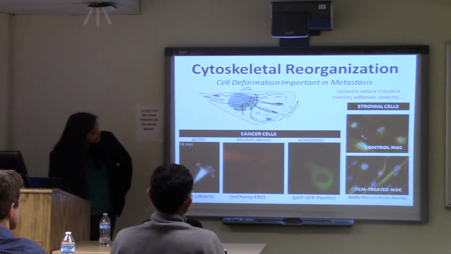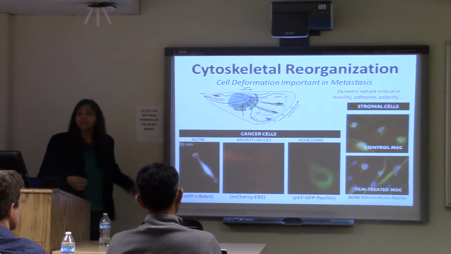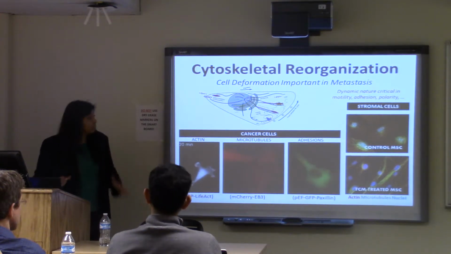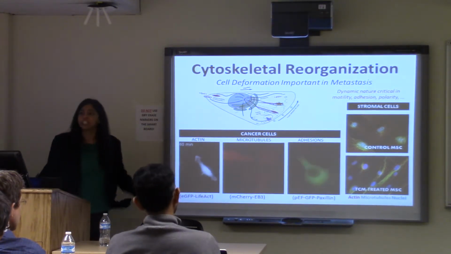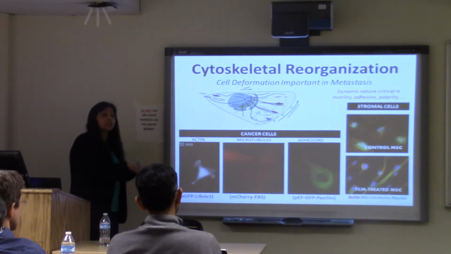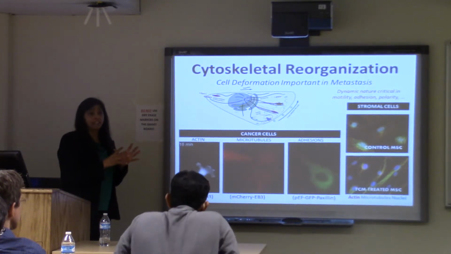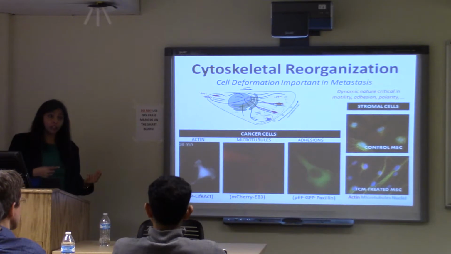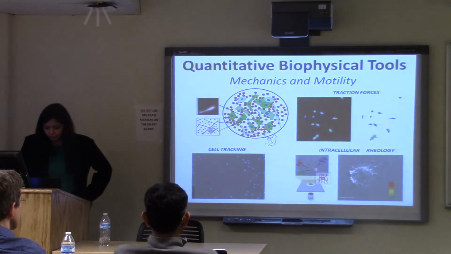And these are in control conditions, and these are after treatment with soluble factors that are present in tumors. And you can see that the organization of these cytoskeletal filaments, where here red represents actin, green represents microtubules, and blue the nucleus, changes dynamically as well. So it's not just the cancer cells that respond to the environment, but it's also the stromal cells that respond to the environment by changing things like their morphology, and their morphology is also controlled by mechanics.